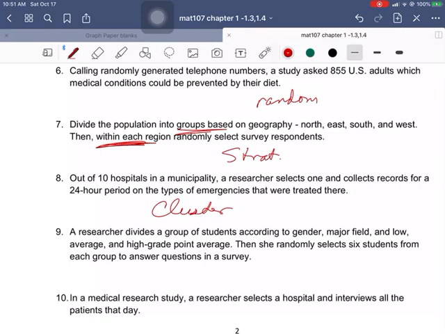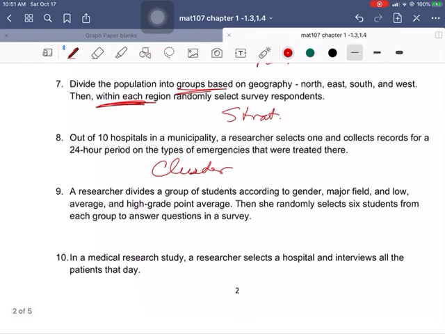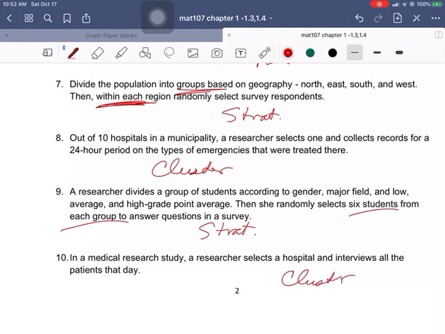So that's cluster. Okay. Researcher divides groups according to general, major field, average, and so on. So she's grouping them first, and then she randomly selects from each group. Stratified. Medical research study selects a hospital and interviews all the patients that day. Selects a hospital. That's kind of like we just did. Cluster. Okay.